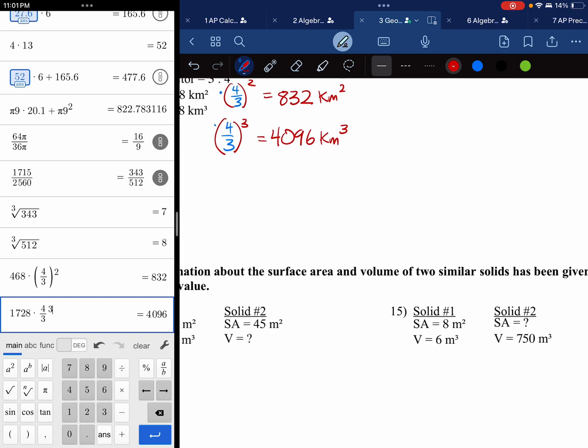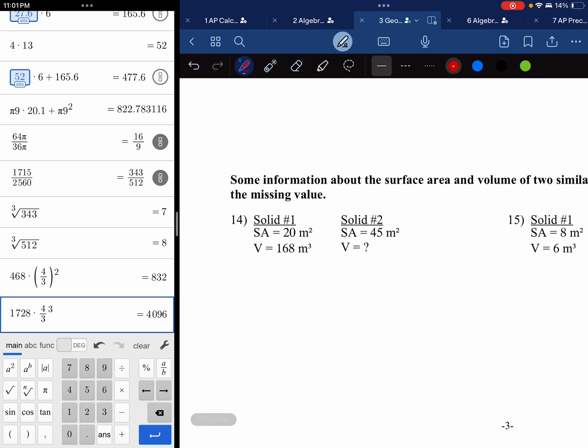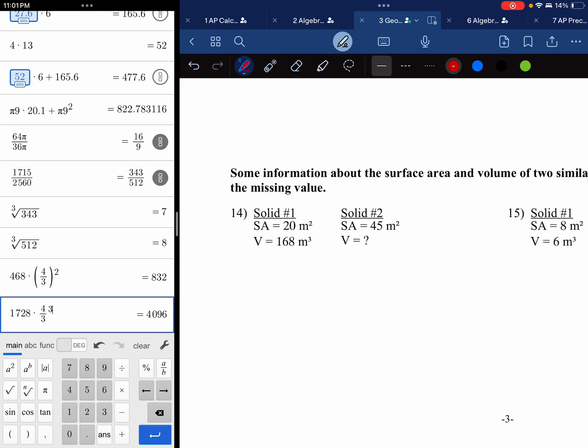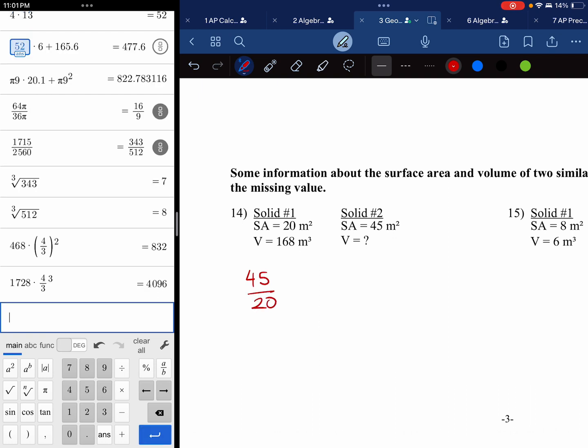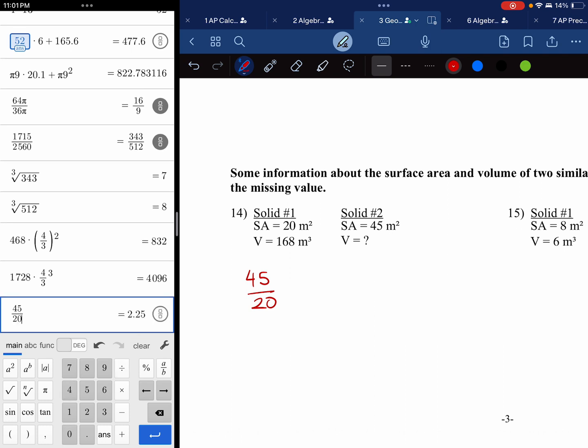Moving on to the second last problem. Number 14, we need to find the missing value. So we have a lot of steps on this one. We need to figure out what the ratio is. So I'm going to do this fraction of 45 over 20. Calculator can reduce that for us. So 45 divided by 20, and that's going to be this fraction of 9/4. And then because this is surface area, that means we squared our ratio to get the current ratio. To undo that, we're going to square root both the numerator and denominator to get 3 over 2. So that's the ratio, 3 over 2.